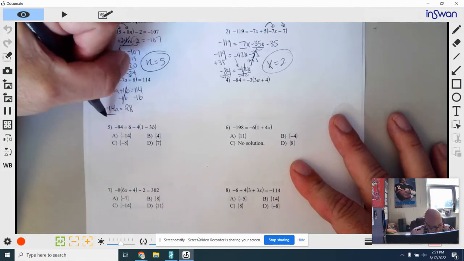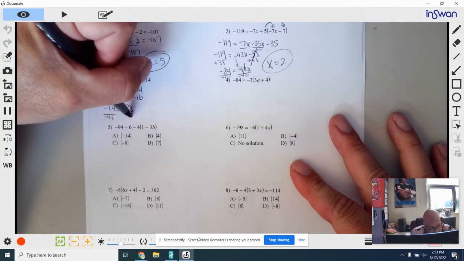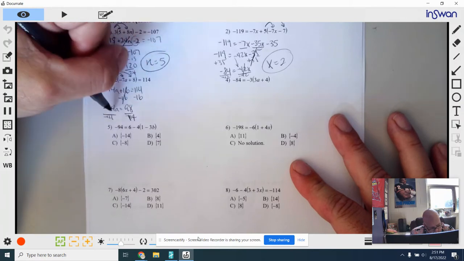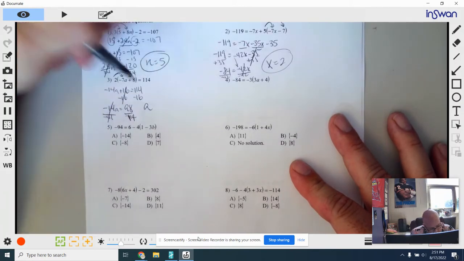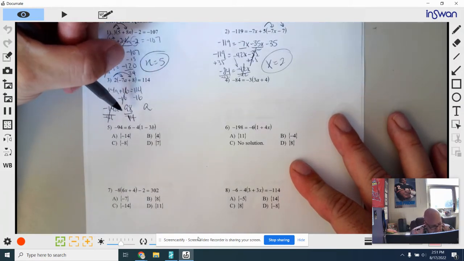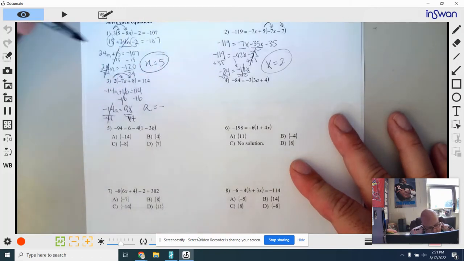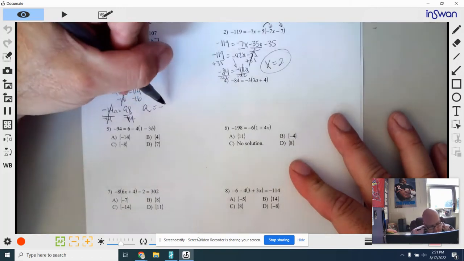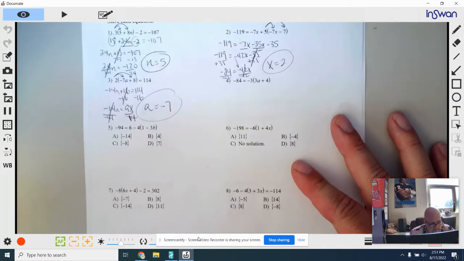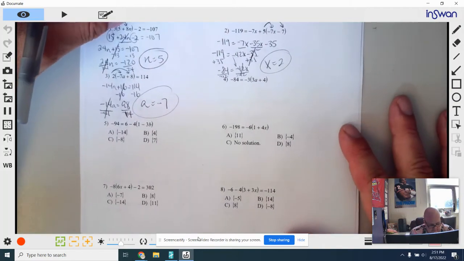All right, I'm going to divide everything by negative 14. And this cancels, leaves you positive a. Positive divided by a negative is going to be a negative, and 98 divided by 14 is 7. So I get an answer of a is equal to negative 7.